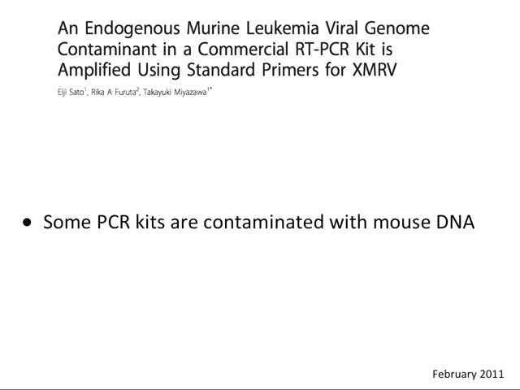Another study came out of Japan, an endogenous murine leukemia viral genome contaminant in a commercial reverse transcriptase PCR kit. So they found that certain kits that you buy to do PCR, some of them have an antibody in them. It's called hot start, to start the PCR reaction. These are mouse monoclonal antibodies. They're contaminated with mouse DNA. So you can get positive XMRV PCR reactions if you use those kits. So they said, okay, this doesn't mean that the previous studies were compromised, but you have to be really careful.